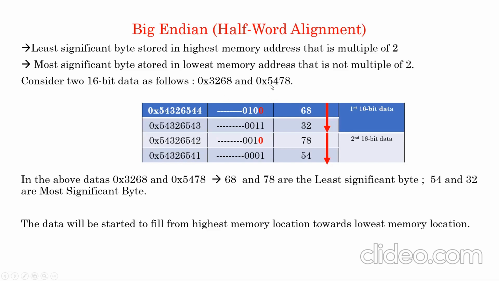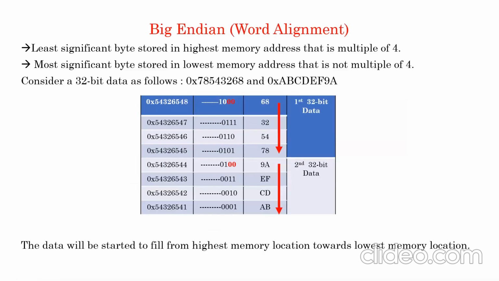Similarly, come to this 54, 78. 78 will be stored in the location 42, and 54 will be stored in the location 41. Least significant byte, highest address; most significant byte, lowest address. So the data will be filled from the highest memory location towards the lowest memory location. Here also we'll be following the byte alignment concept. This is the same thing being repeated for the 32-bit value.